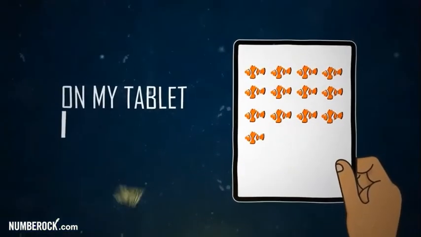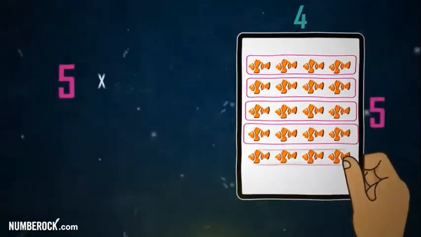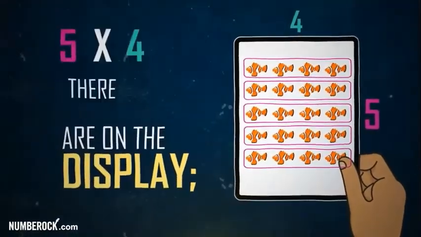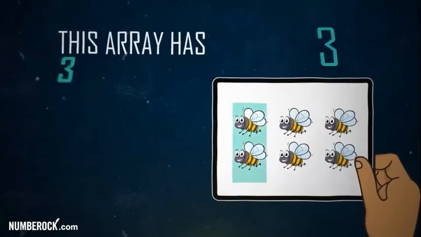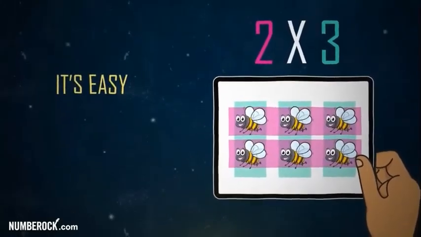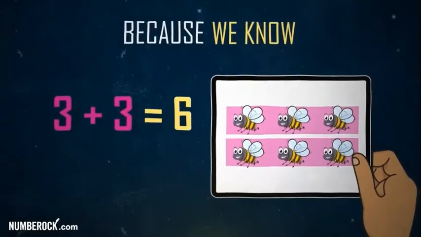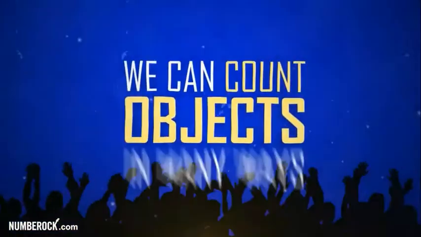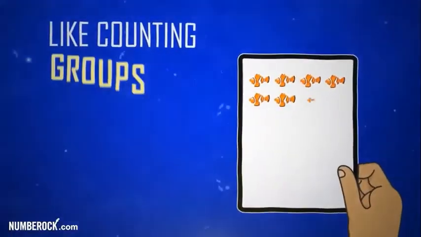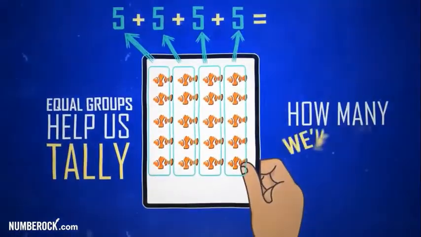On my tablet, I compose an array with 4 columns and 5 rows. 5 groups of 4 are on the display. There are 20 clownfish in the array. This array has 3 columns and 2 rows. It's easy for us to see how this one goes, because we know 3 plus 3 equals 6. Adding groups is such a cool metric. We can count objects in many ways, by counting groups found in arrays. Rows go across, columns go up and down. Equal groups help us tally how many we found.